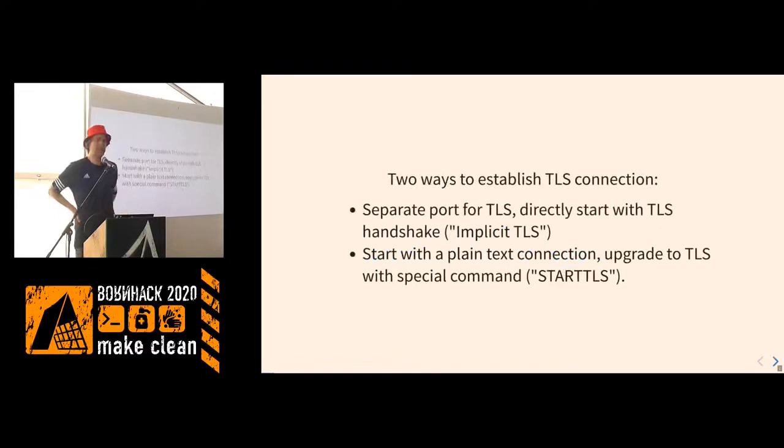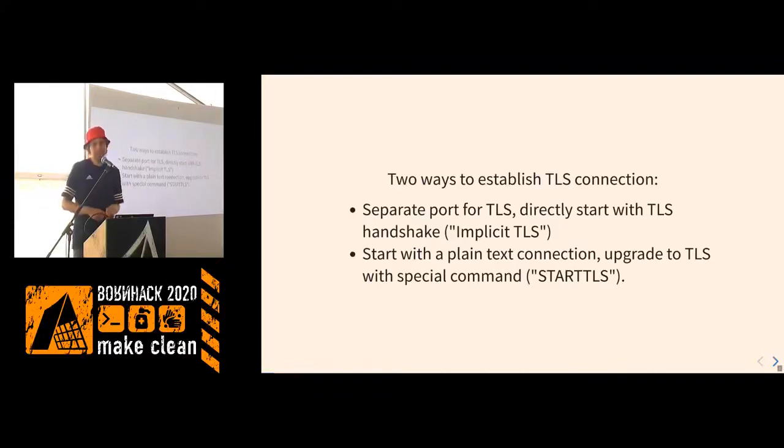So in general, if you establish a TLS connection, which is, as I guess you all know, the common way to have encrypted and authenticated network connections on the internet these days, there are usually two different ways to do this. One is what we call implicit TLS, where you just have a separate port for the TLS version of a protocol, and you start directly with an encrypted TLS connection. So you start with a handshake, and then you have an encrypted connection.